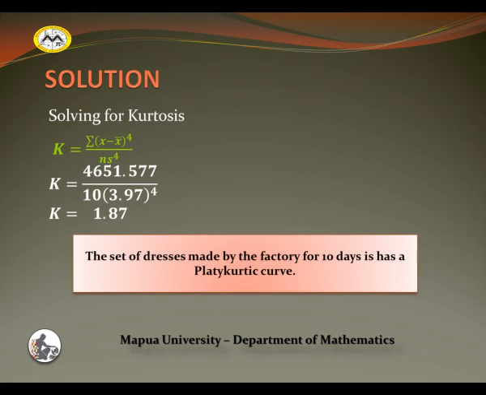Now, the range for the kurtosis is from negative 3 to 3. Then we can say in interpretation that the set of dresses made by the factory for 10 days has a platykurtic curve.